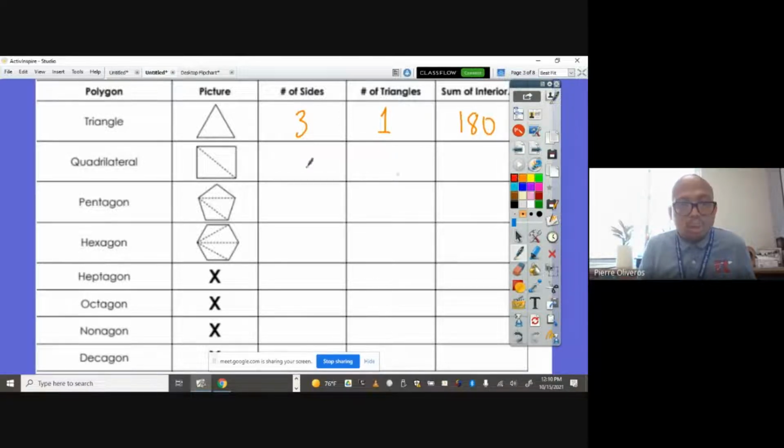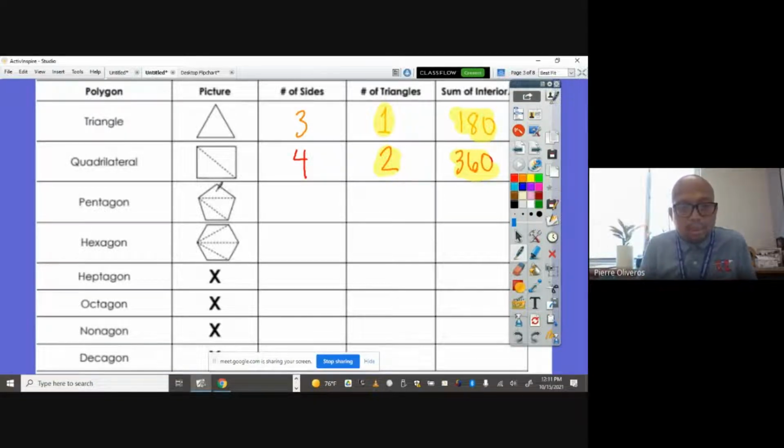If I have a quadrilateral, meaning four-sided, I have four sides here, and the number of triangles that I can form is 2. And what's the sum of that one? The sum of that one is 360. So basically, what you notice so far, I have a 1 here, I multiply by 180. I have 2 here, I multiply by 180, I get 360. So it depends on the number of triangles you can form.